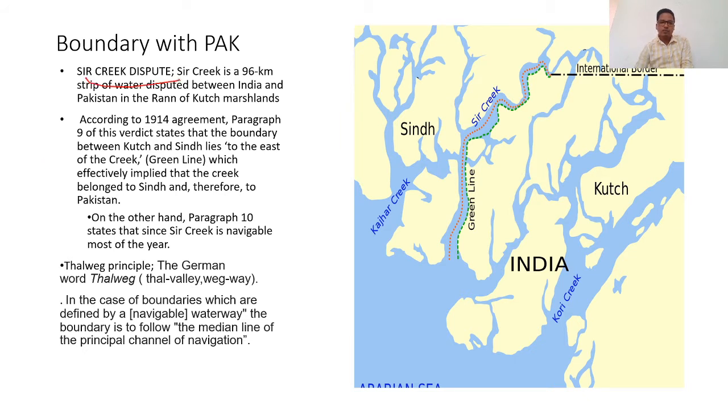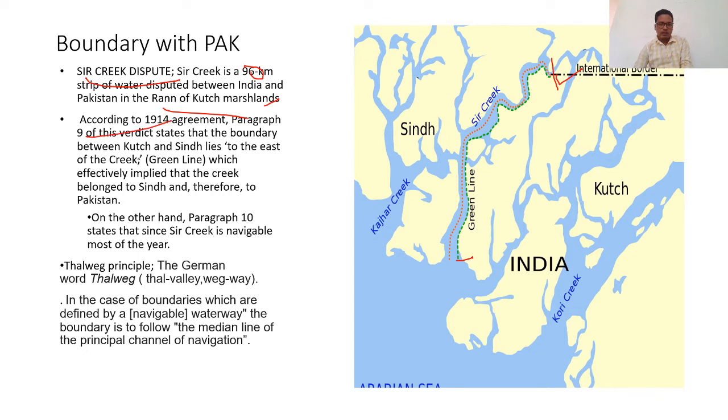So we will talk about the Sir Creek dispute, the 96-kilometer strip of water in dispute between India and Pakistan, and the Rann of Kutch marshland. You can see from here the international border starts. This would be the Rann of Kutch. As I was talking about in the offline class as well, this green line has been demanded by Pakistan, that the international border must pass through the eastern side of the creek, and India demanded that it must be the middle path. That's where the problem lies.